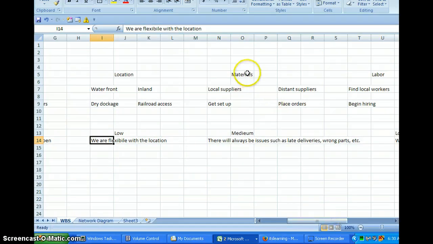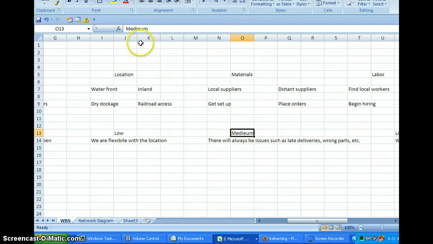Now we're going on to materials. There's going to be local suppliers and distant suppliers. We're going to need to get set up with lines of credit for the local suppliers, and credit terms and so forth. Make sure we find all the suppliers that we're going to be needing to use over the next 10 months. And the distant suppliers will have to place orders, because it's going to take some time for them to ship the product to us.